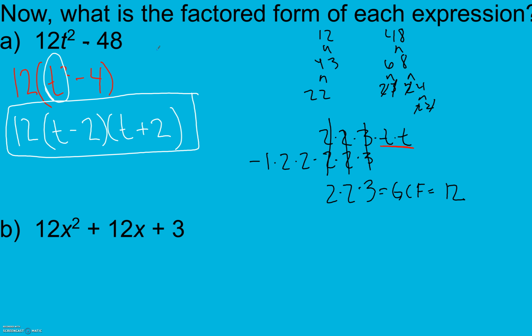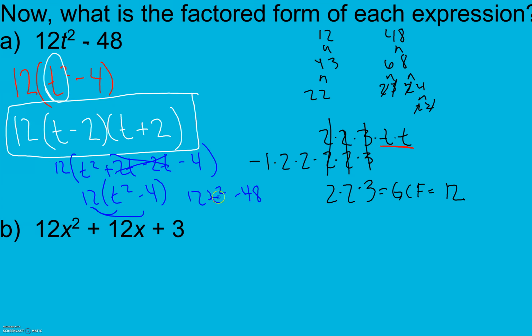We can FOIL this back to double check. T times t, t squared. Outsides plus 2t. Insides minus 2t's. Lasts minus 4. 2 minus 2 is 0, so I have t squared minus 4. And again, these are still being multiplied by 12. So when I distribute that in, I get 12t squared minus 48, which checks with where we started, so our answer is correct.